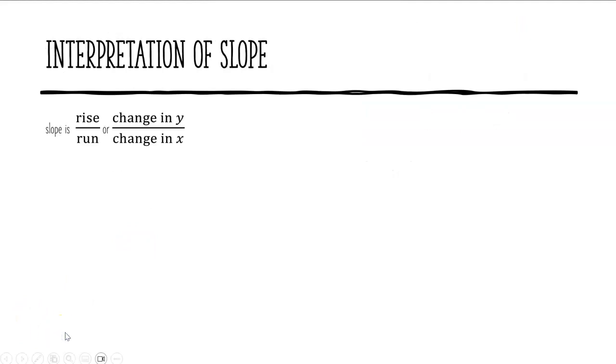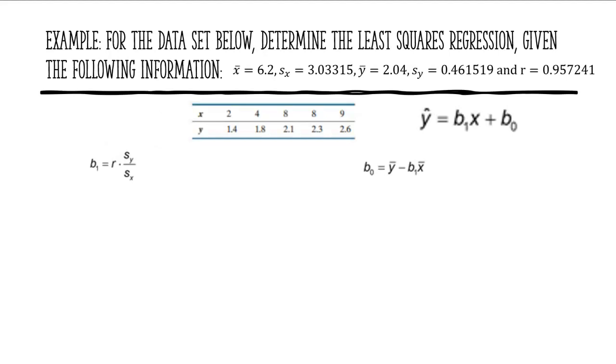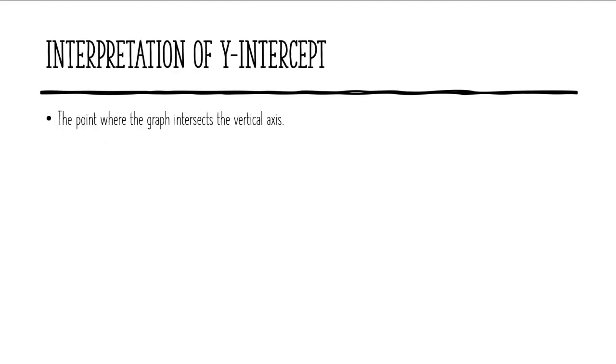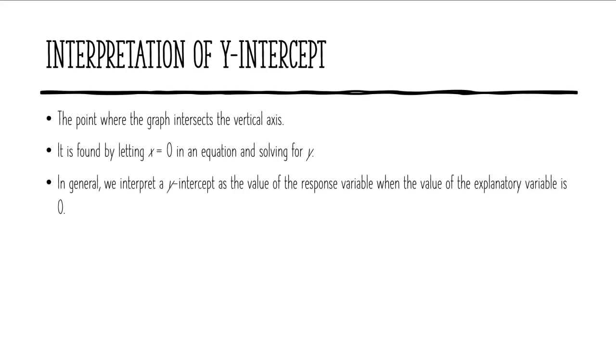Now, when you're interpreting these, you have to remember that slope is rise over run, or change in Y over change in X. So the number in front of the X is going to be your slope, and the other number is going to be your y-intercept, the point where the graph intersects the vertical axis, which is found by letting x equal 0. Another way to say that is that we interpret the y-intercept as the response variable when the value of the explanatory variable is 0.